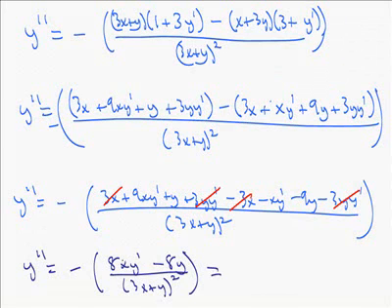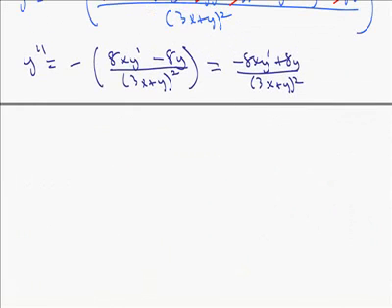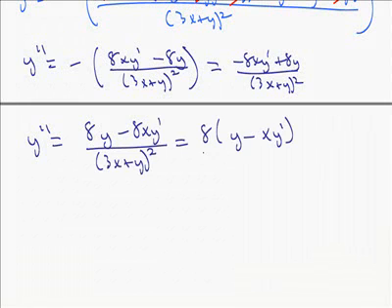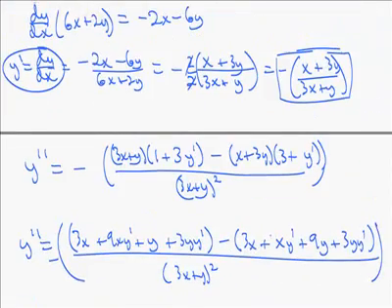Let's distribute that negative then. What we get is negative 8xy prime plus 8y over the quantity 3x plus y squared. And so finally, well, not quite finally, we get that y double prime is equal to 8y minus 8xy prime all over the quantity 3x plus y squared, or 8 times the quantity y minus xy prime over the quantity 3x plus y squared. And now what we want to do is, in place of this y prime, substitute what it's equal to. And remember what y prime was equal to was this up here.